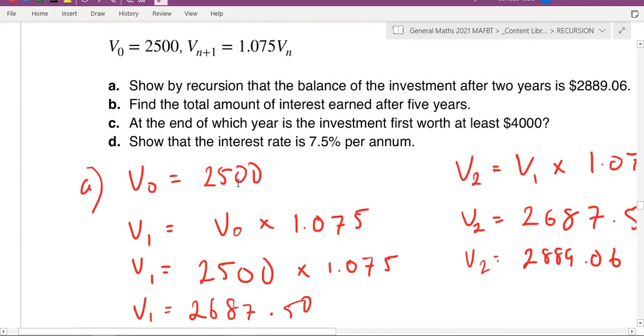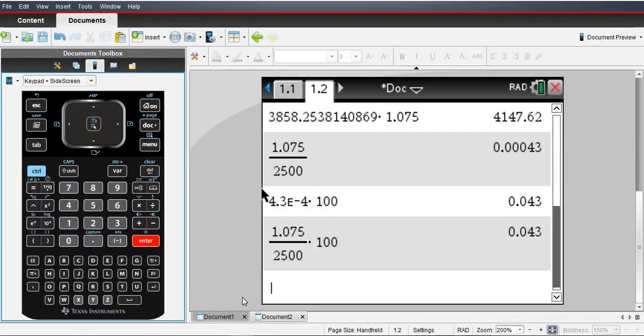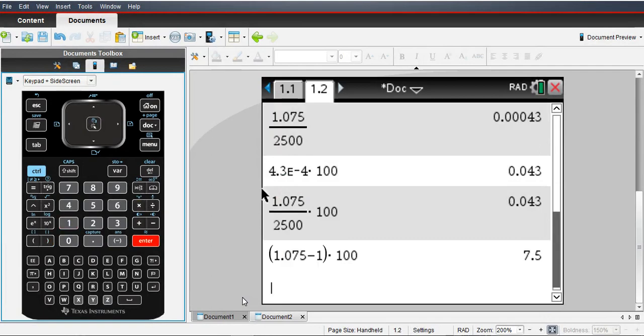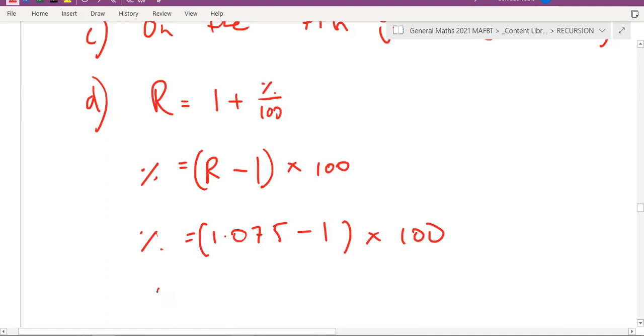So if the common ratio is 1.075, we're just going to go percentage equals 1.075 take away 1, put that in brackets, because if you don't put it in brackets, it's going to multiply that negative 1 first. When you put 1.075 take away 1 times 100 in your calculator, it should equal 7.5. So the percentage rate is 7.5.